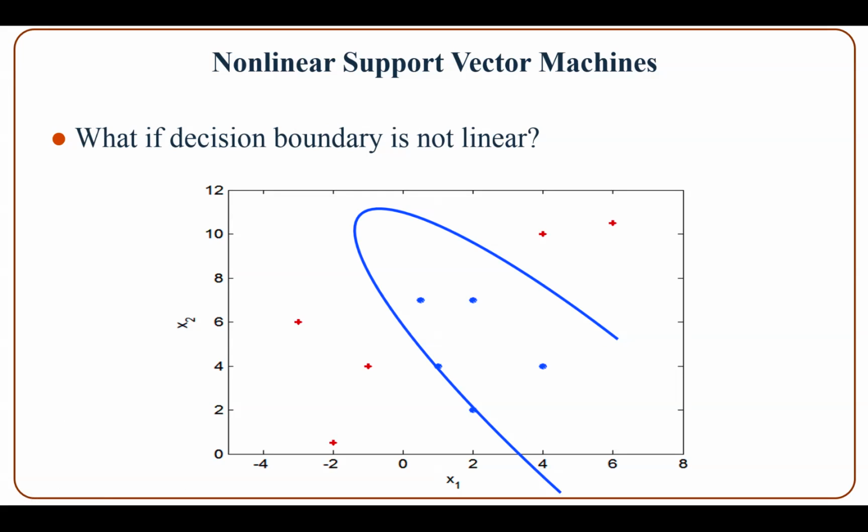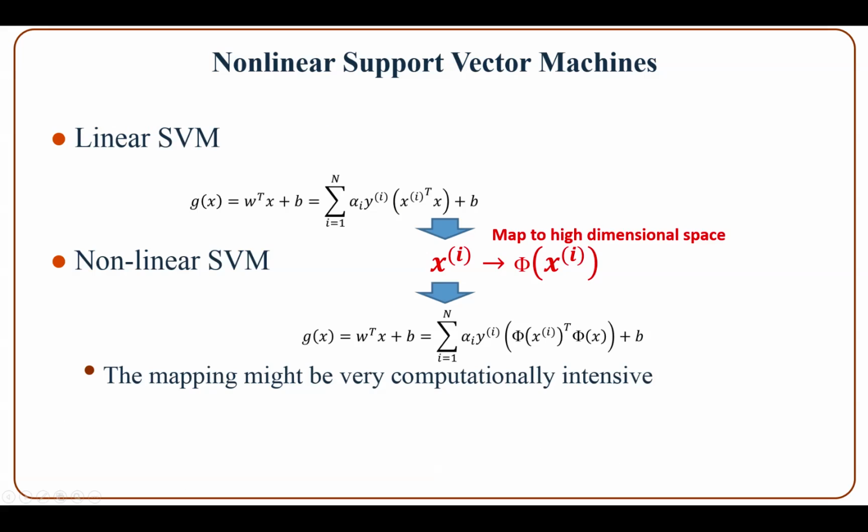What if the decision boundary is not linear? The discriminant function g of x is w transpose multiplied by x plus b. And from the primal problem, w is the sum of alpha i, yi, xi, and that's why we have this.